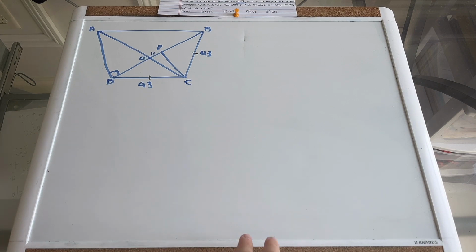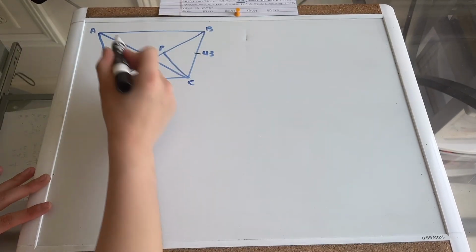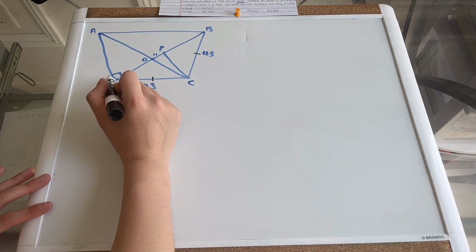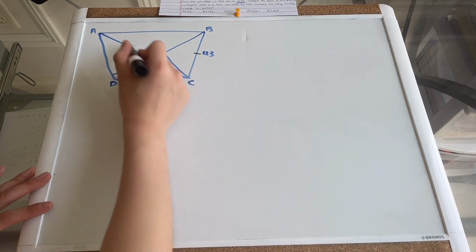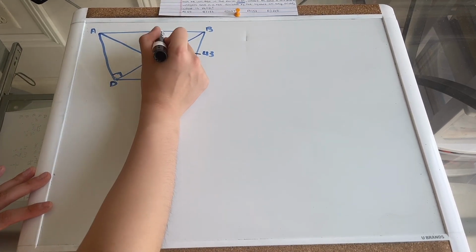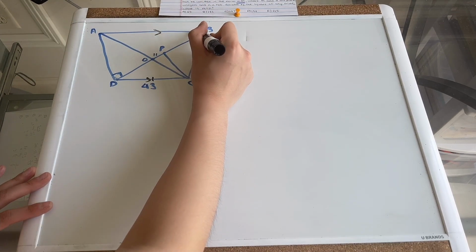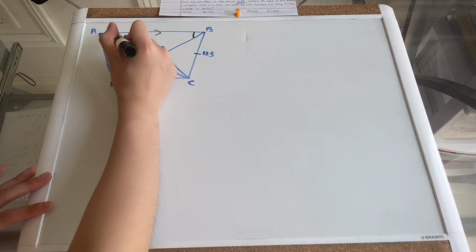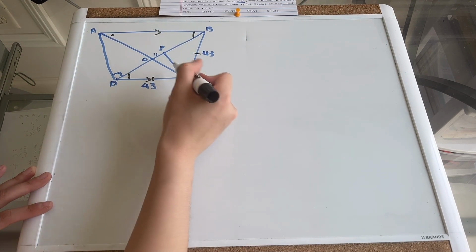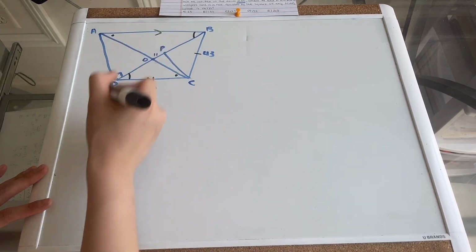So we can try to find the lengths of other lines, so we can use those to find the length of AD. So first, we can see that the triangle ABO and the triangle CDO are actually similar. Since these two lines are parallel to each other, we know that angle ABD is equal to angle BDC, and angle BAC is equal to angle ACD, and these are obviously equal to each other. So we know that these two triangles are similar to each other.